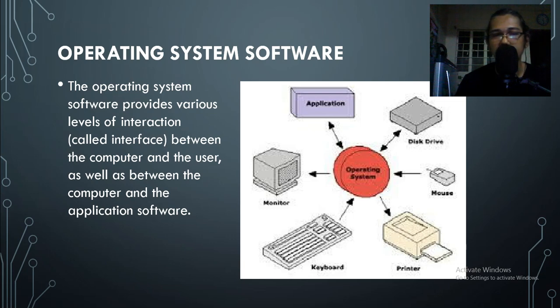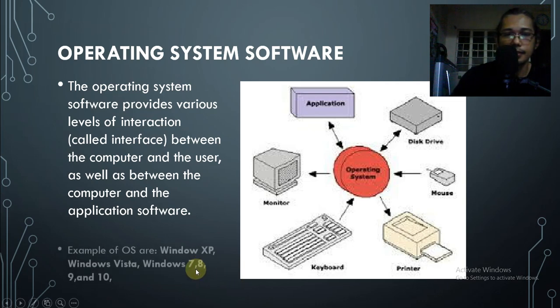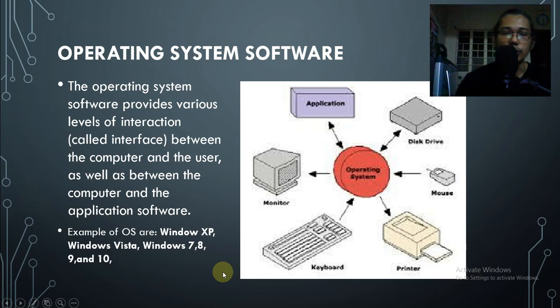how it explains what is called interface. That is the use of the interface, as well as between the computer and the application software. An example of OS, or also known as operating system, are the Windows XP, Windows Vista, Windows 7, 8, 9, 10. So those are the operating systems used by the computer to run different kinds of application software.